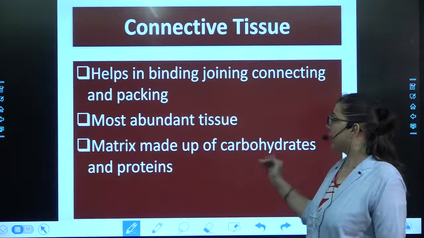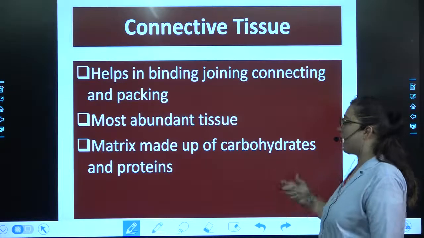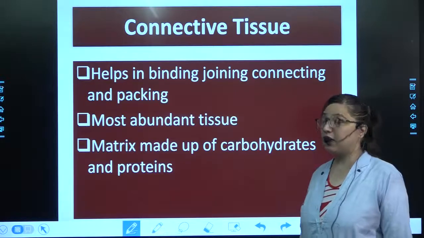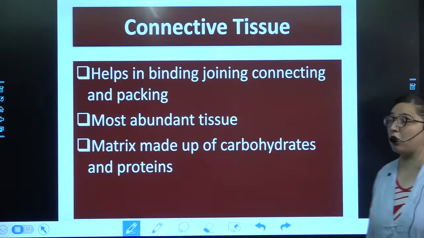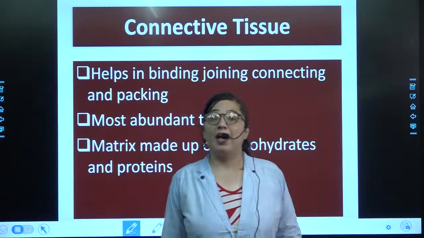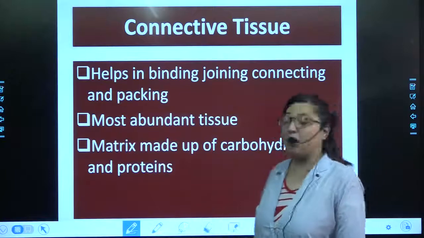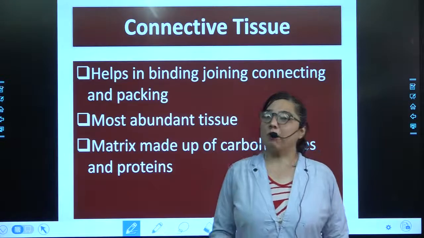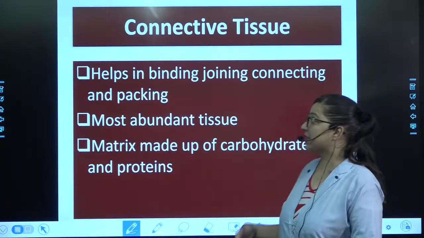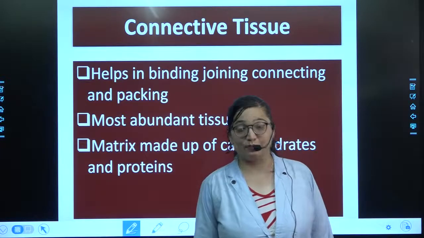Alright. And what is its matrix made up of? Matrix means it's fluid. It is made up of carbohydrates and proteins. Once again, some of the important points about the connective tissue. As the name suggests, what does it help in? It helps in connecting, most abundant tissue. And what is its matrix made up of? Carbohydrates and proteins. Once again, what are we talking about? We are talking about the connective tissues.